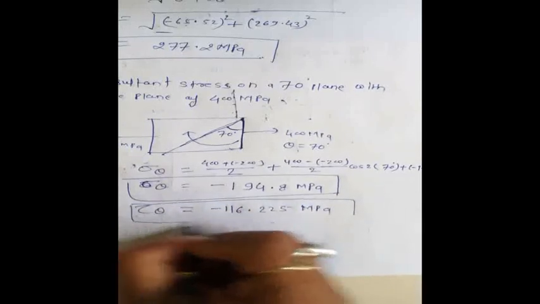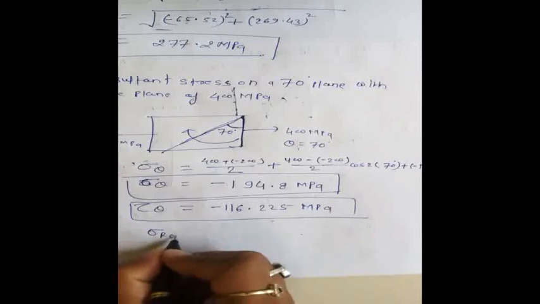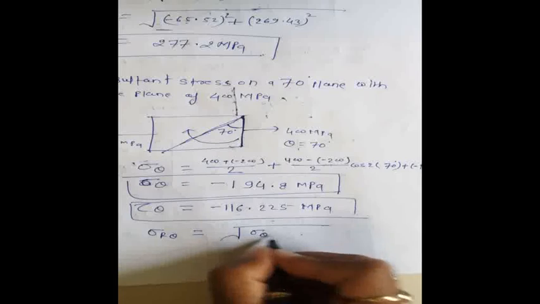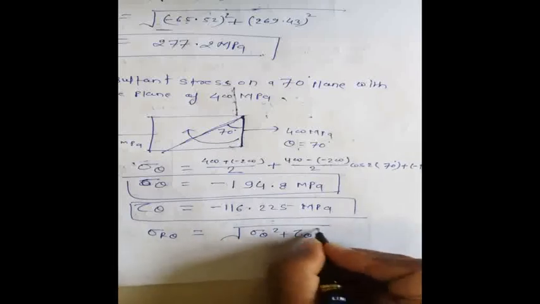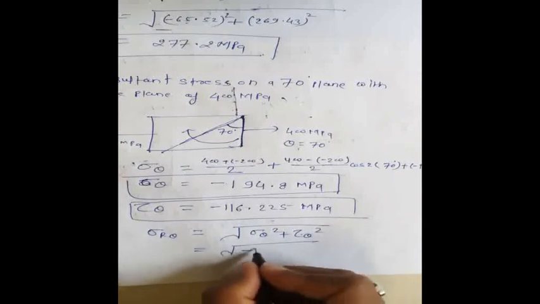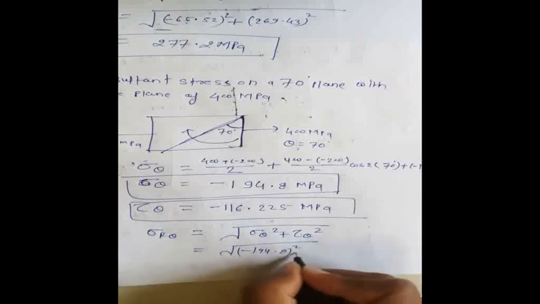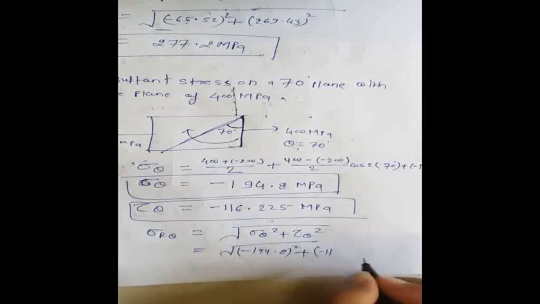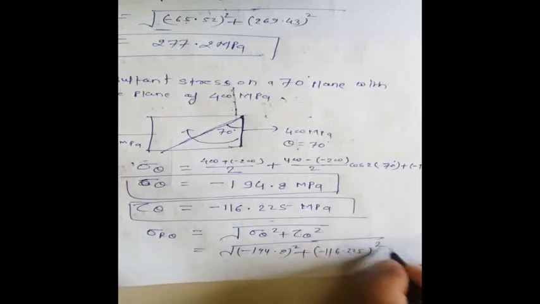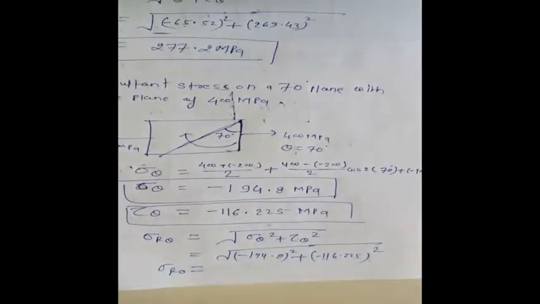Now you have to find out the normal, the resultant. So sigma r theta, theta means at 70 degree. This will be sigma theta square plus tau theta square. You can put the value here, minus 194.8 square plus minus 116.225 square. Then you can calculate the sigma r theta.